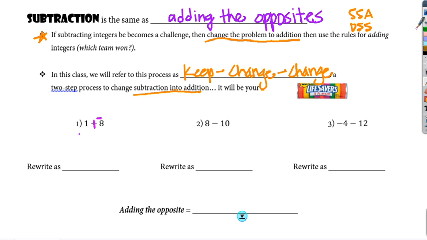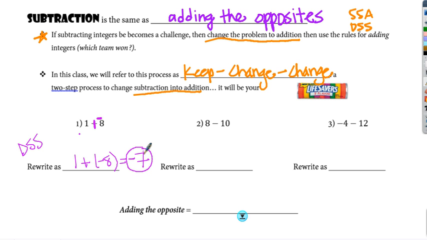So then if we rewrite this, and I'm going to make it a little skinnier, it's going to be 1 plus negative 8. Now we have 1 plus negative 8, and this is an addition problem now. We know how to add integers. This is positive, negative, so different signs, DSS, we subtract the numbers. 8 minus 1 is 7. And which team won? The negative team won, so the answer would be negative 7.